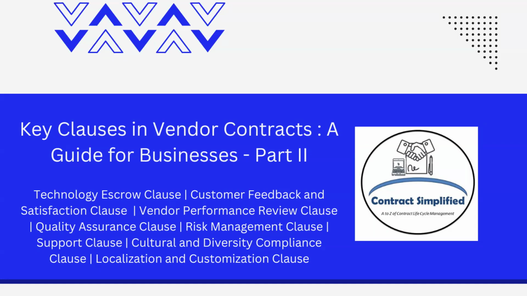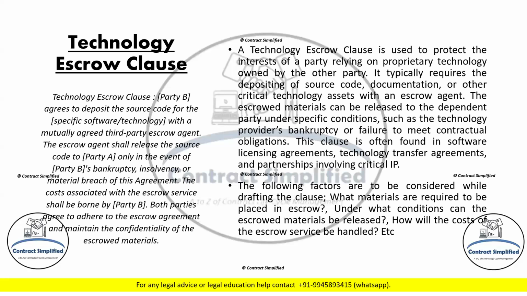In this video, we'll be discussing part 2 of Key Clauses in Vendor Contract, a guide for business. We'll be discussing the Technology Escrow Clause, Customer Feedback and Satisfaction Clause, Vendor Performance Review Clause, Quality Assurance Clause, Risk Management Clause, Support Clause, Cultural and Diversity Compliance Clause, and Localization and Customization Clause. So let's get started with the Technology Escrow Clause.